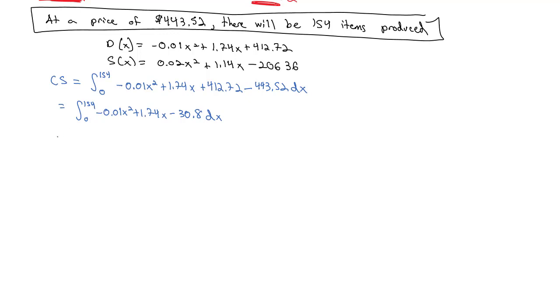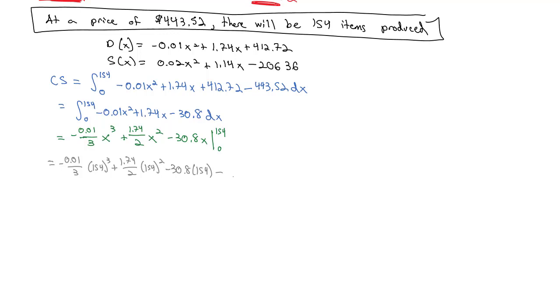Now we're ready to integrate. When we integrate, we move up to x cubed and divide the negative 0.01 by the new exponent of 3. Plus, increase the exponent to squared. We get 1.74 divided by the new exponent of 2 minus 30.8x integrated from 0 to 154. Plugging those values in then, we get negative 0.01 over 3 times 154 cubed plus 1.74 over 2 times 154 squared minus 30.8 times 154. And then we have to subtract, plugging the 0 in.